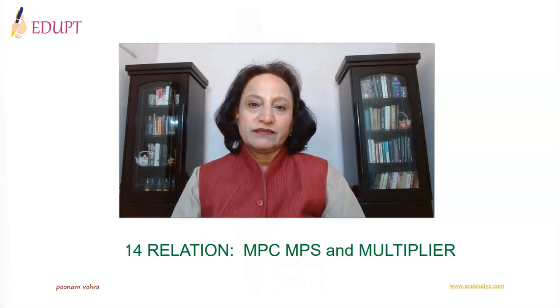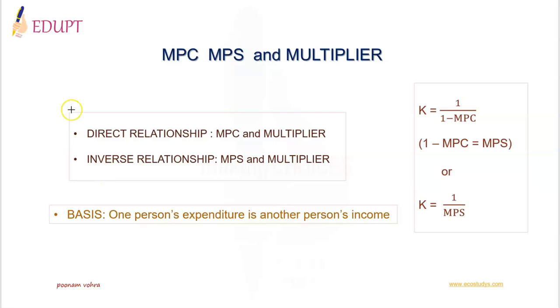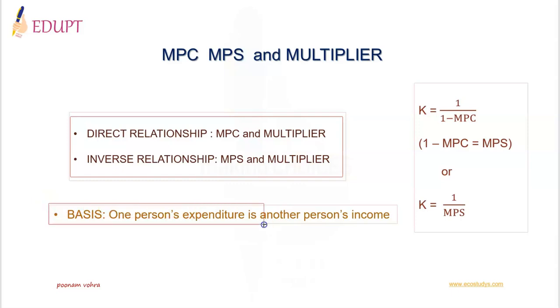Let us begin. We have already understood that there exists direct relationship between MPC and multiplier and inverse relationship between MPS and multiplier. That means higher is the MPC, more will be the value of multiplier, and higher is MPS, less will be the value of multiplier. This is based on the fact that one person's expenditure is another person's income.